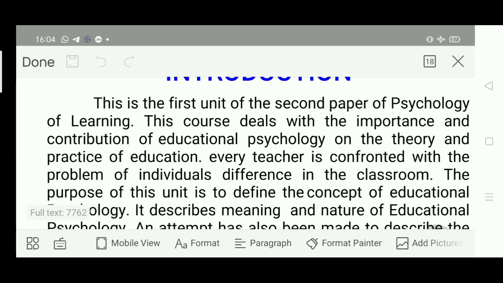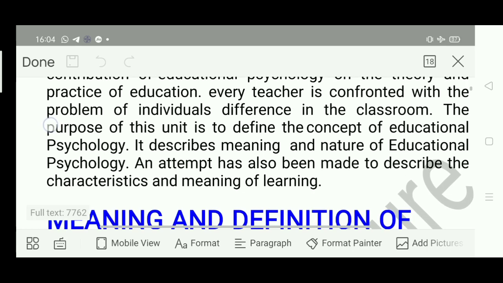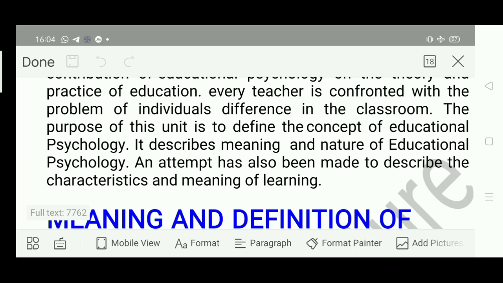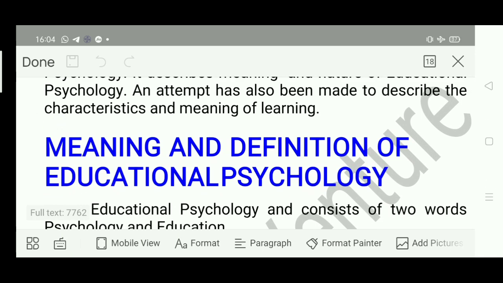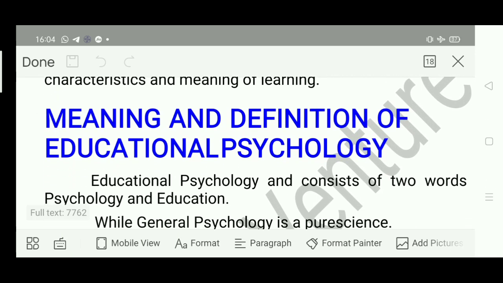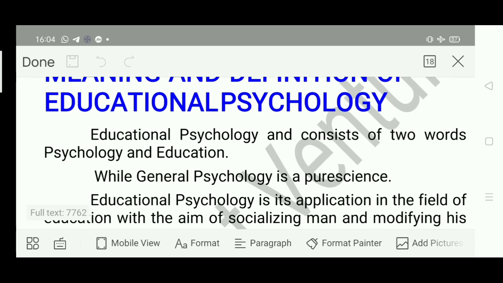The purpose of this unit is to define the concept of educational psychology. It describes meaning, nature of educational psychology. An attempt has also been made to describe the characteristics and meaning of learning. So, meaning and definition of educational psychology. Let's start. Educational psychology consists of two words, psychology and education, while general psychology is a pure science.